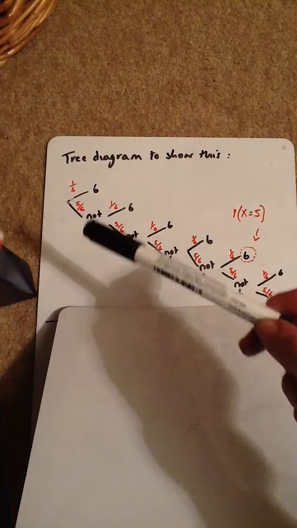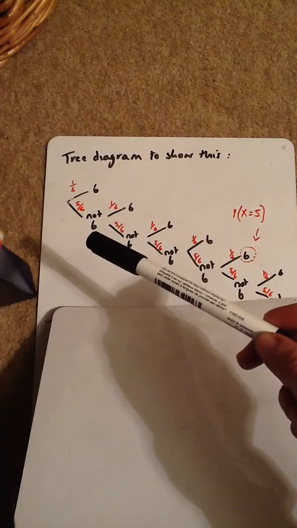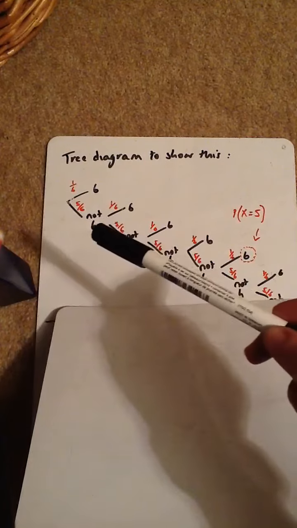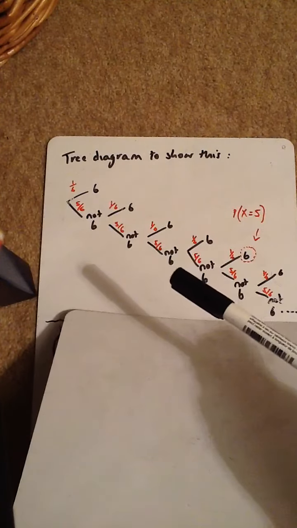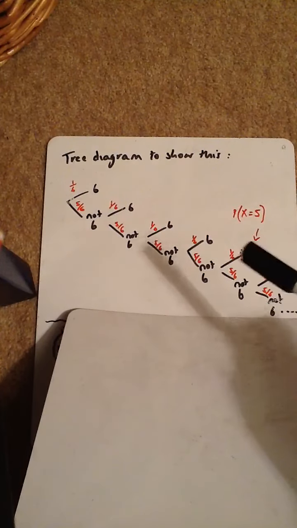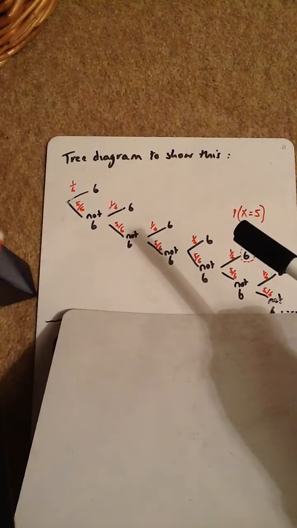Getting a 6, and 5/6 is the probability of failure, i.e. not getting a 6. So I could have drawn out my tree diagram like this. Now, what I've ringed here is what we had a look at in the last question.